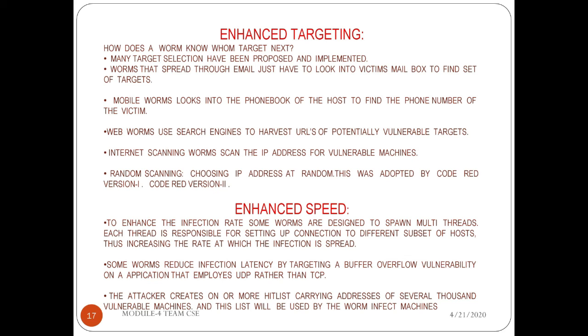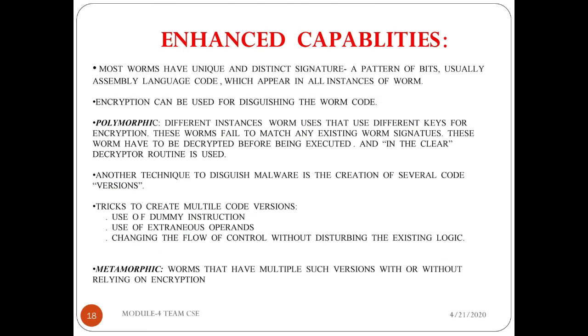Some worms reduce infection latency by targeting a buffer overflow vulnerability in an application that employs UDP rather than TCP. The attacker creates one or more hit lists, containing addresses of several thousand vulnerable machines, and this list will be used by the worm to infect machines. Next slide, please. Enhanced capabilities.